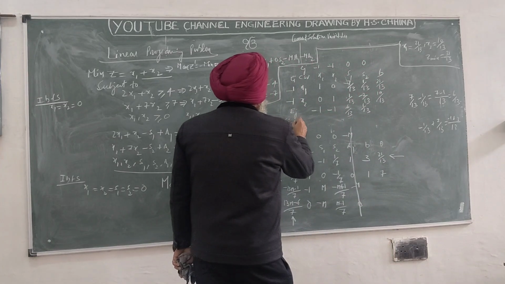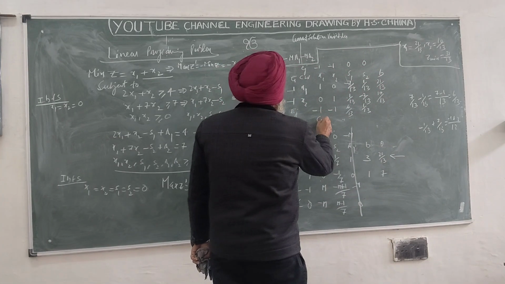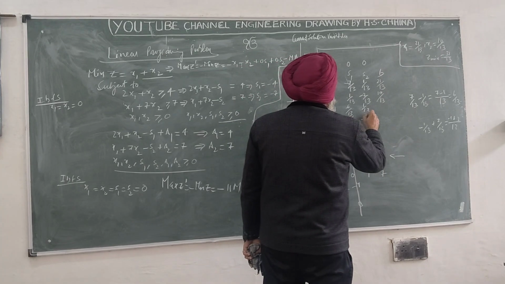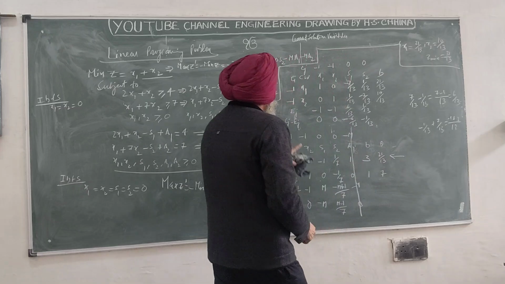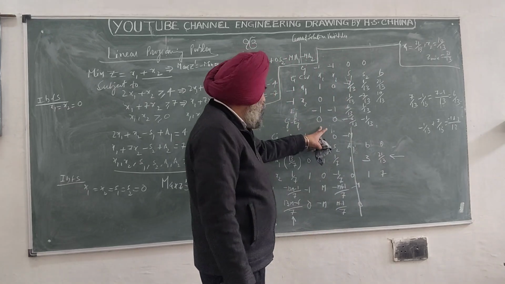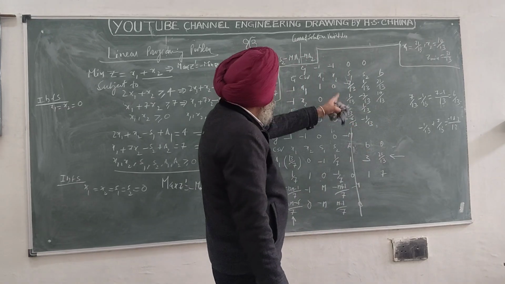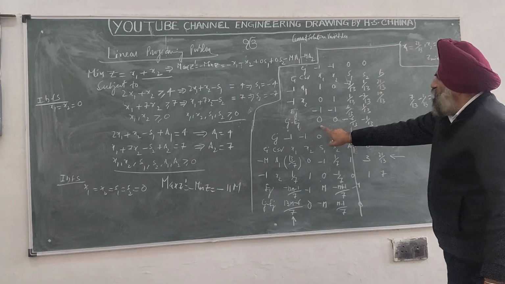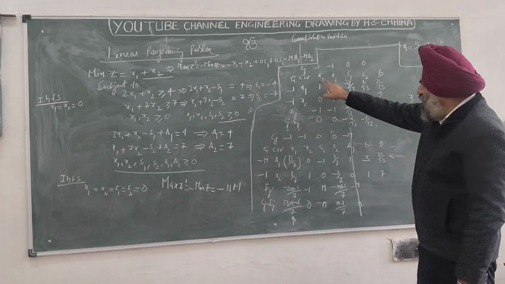Again take the difference Cj minus Zj. This is 0 here. This is 0 here. This is -6 by 13. This is -1 by 13. So once we get Cj minus Zj either 0 or negative, the solution obtained is the optimal one. Means we can't proceed further. If we choose the 0 to be non-negative, it is already there, x1.